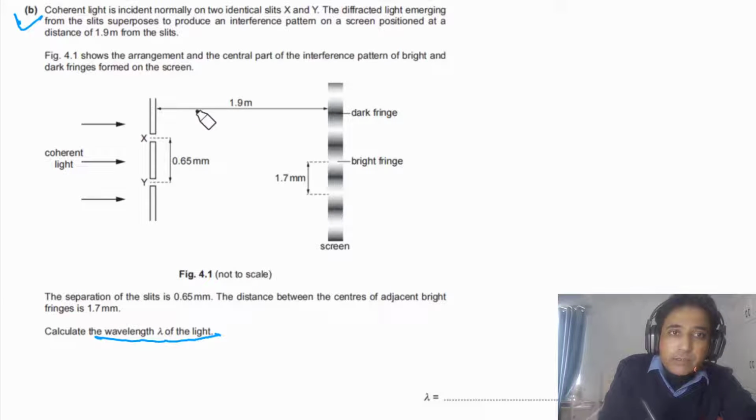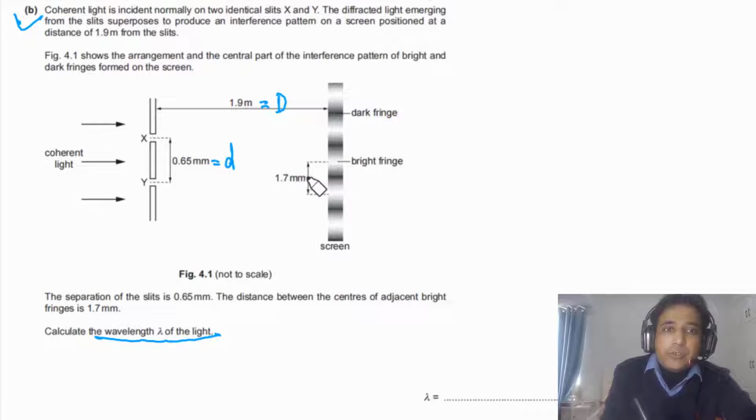For this question, the distance between slits and screen is given to us. We can say this distance is capital D, and slit separation is given to us. We can say this is small t. This is the distance between center of one slit to the center of another slit. And also we have fringe spacing, meaning the distance between centers of two bright fringes is given to us. We can say this is x.